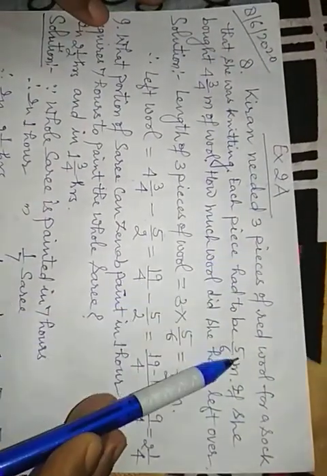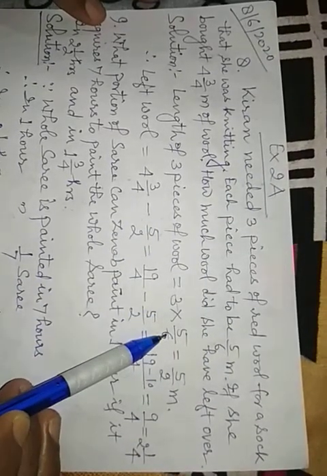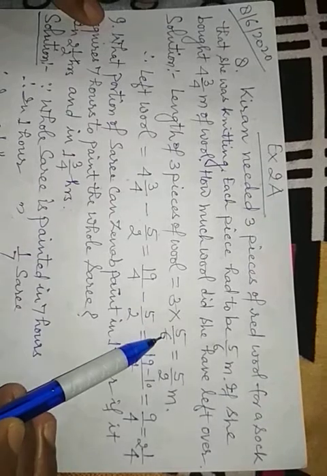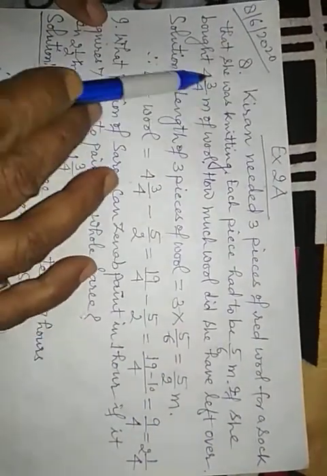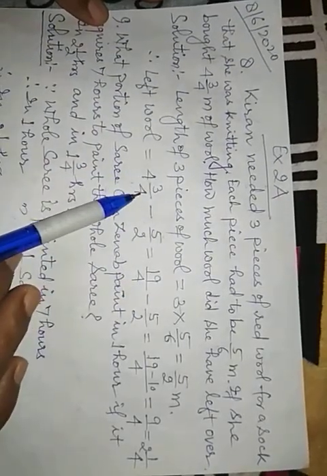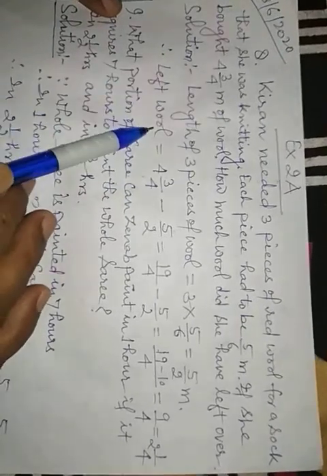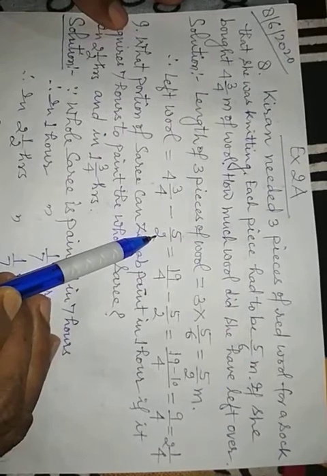So 3 pieces of 5 by 6 meter. So total will be 3 into 5 by 6. So 3 twos are 6, 5 by 2 meter. And the total wool, how much was it? She bought 4 whole 3 by 4. So the left wool will be 4 whole 3 by 4 minus 5 by 2.